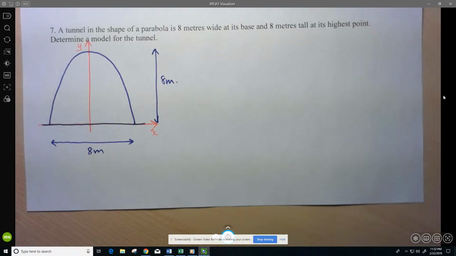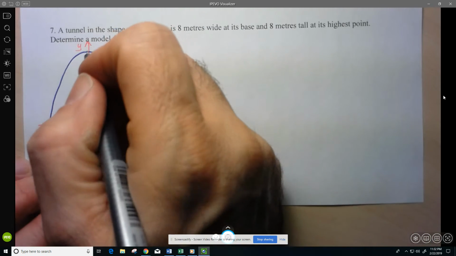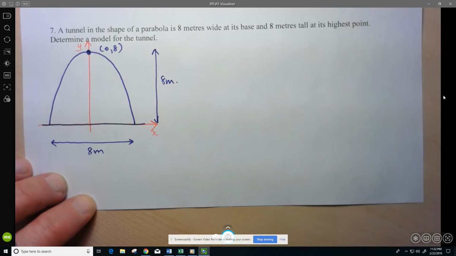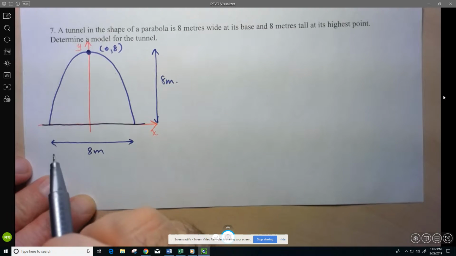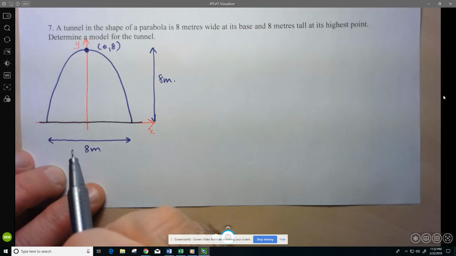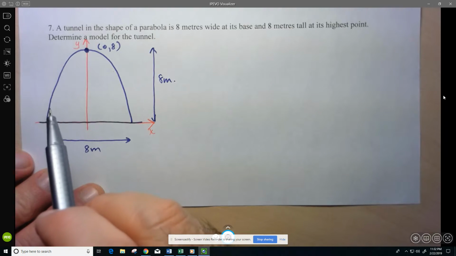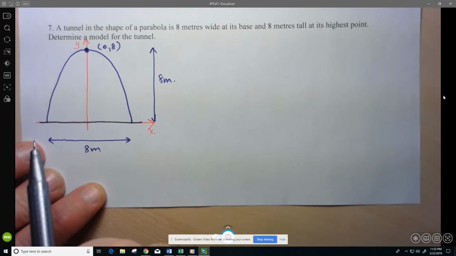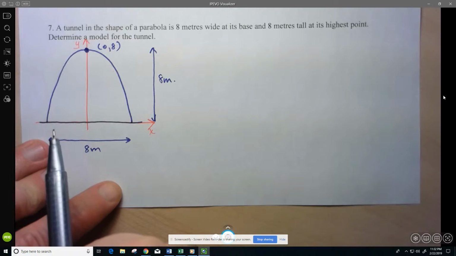So this is the model I'm going to use graphically, and of course our goal now is to come up with an analytical model. So what we have is a vertex of (0, 8). Since we have information about the vertex, it makes sense that we're going to use vertex form of the equation. But as we saw in the previous example, we know we're going to need another piece of information. It's not enough to just have the vertex.